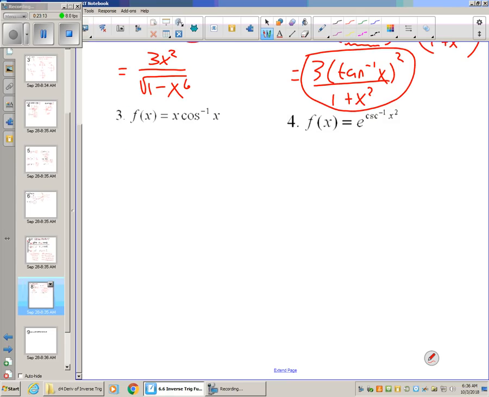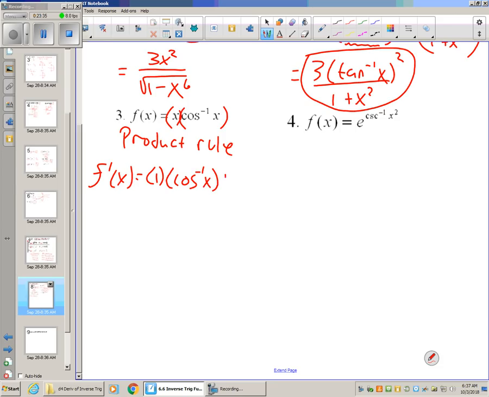Let's look at number 3. All right, 3, okay, well, look, we have an x multiplied by the cosine inverse of x. So it looks like we have product rule. Okay, so use what you know about the product rule. Let's take the derivative of the first, which the derivative of x is just 1. Keep the second the same. Plus, keep the first one the same, x, and then take derivative of cosine inverse of x.